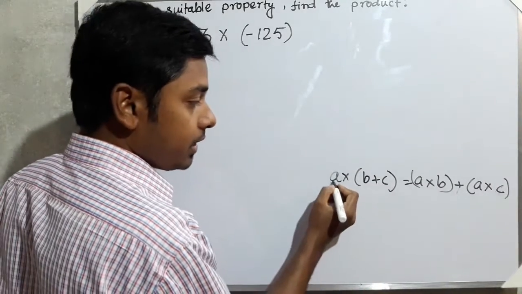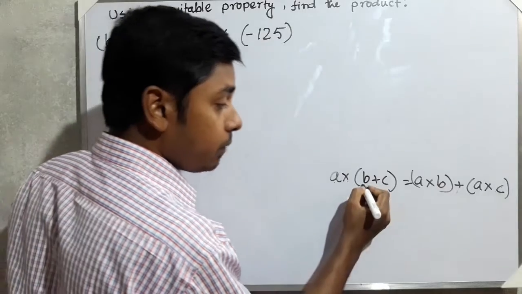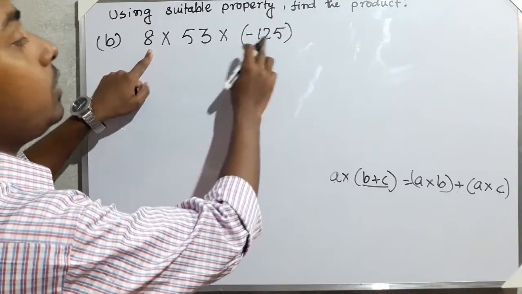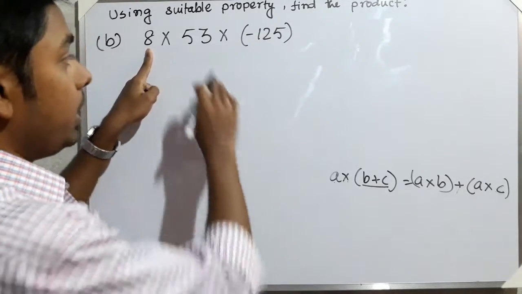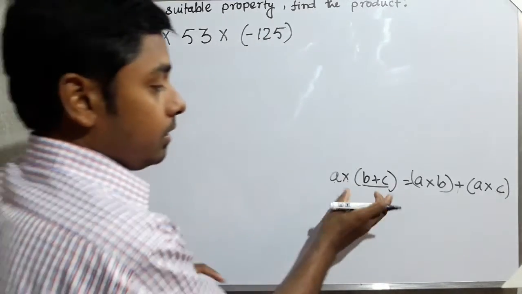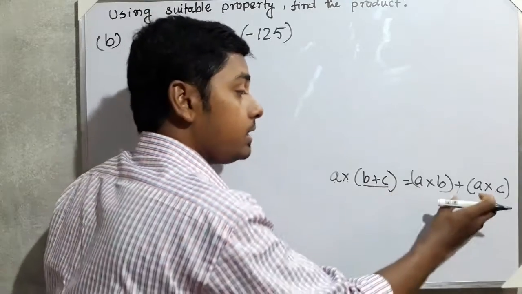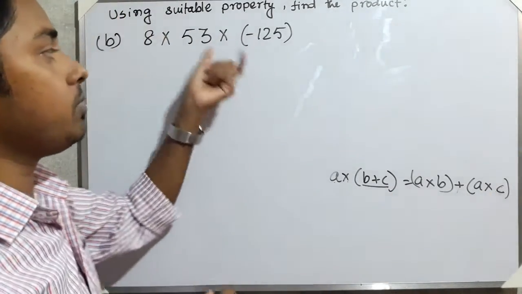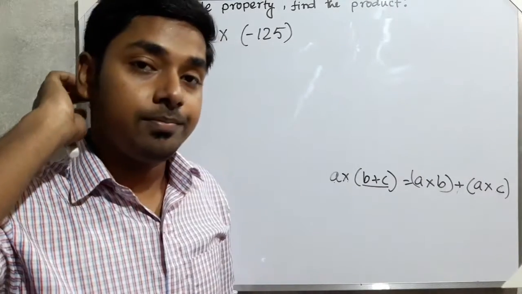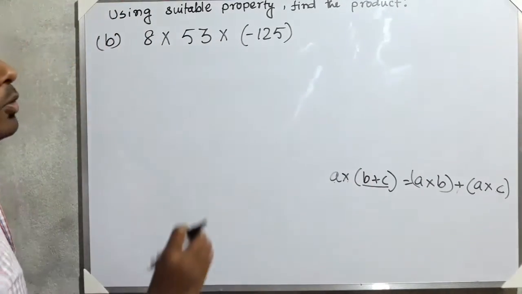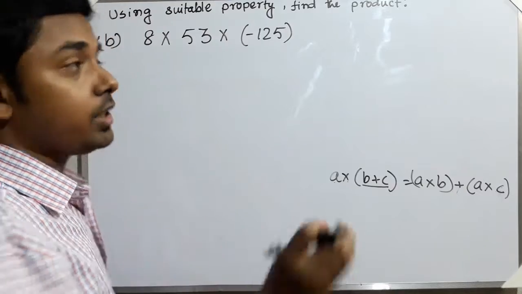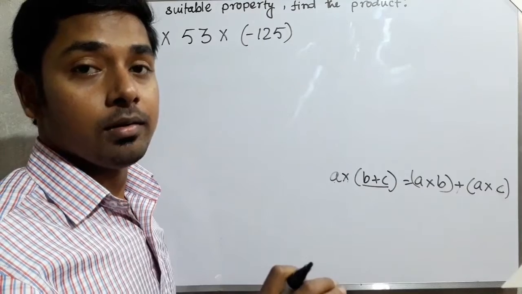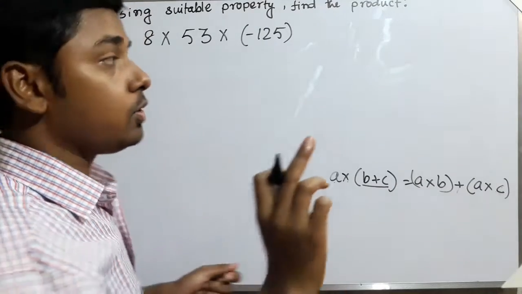Here in the left hand side you can see a into (b plus c), but if you take a into b into c, it is not given in this form, and in this form also. Then how can we convert it into the distributive property? This is the question. In this type of question, you cannot use the distributive property.